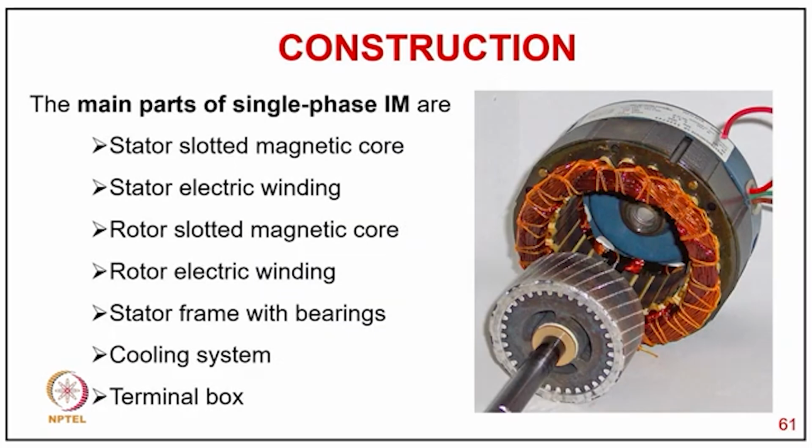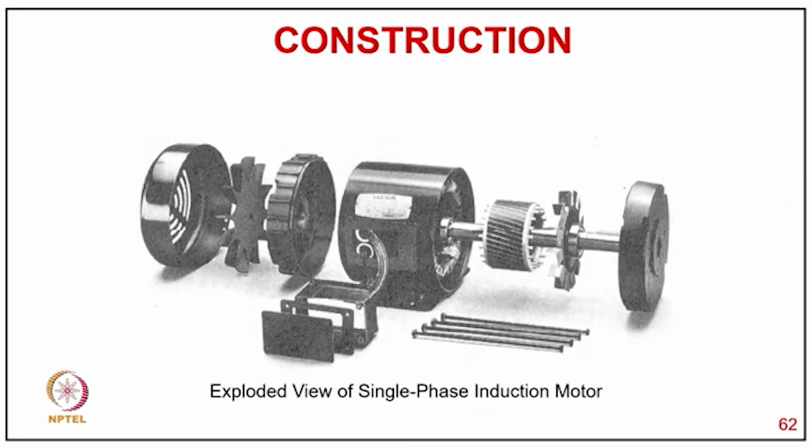The main parts of this single phase induction motor are a stator slotted magnetic structure, core, then stator electric winding, as you see here, rotor slotted magnetic core, rotor electric winding as a cage bar with the end ring, and stator frame and bearing and cooling system and thermal box.